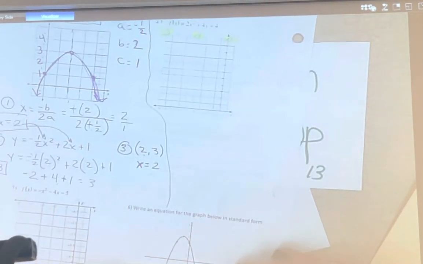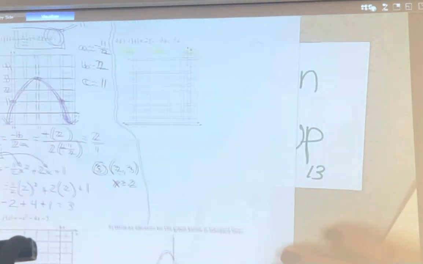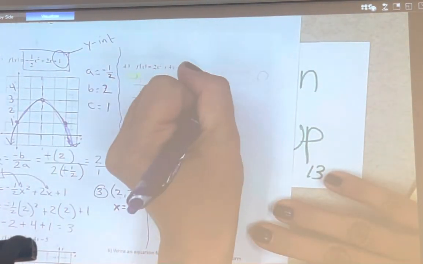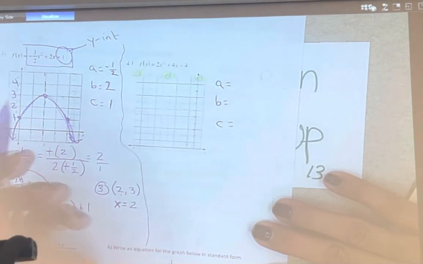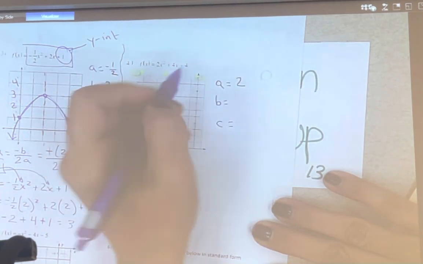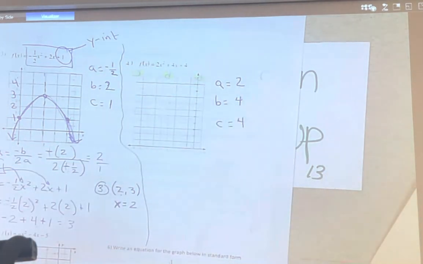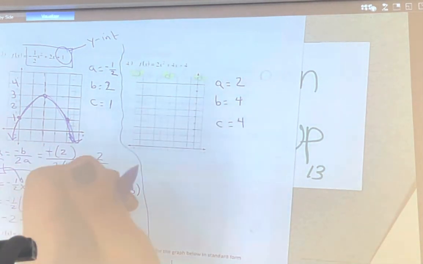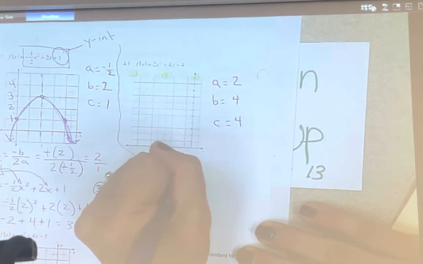All right, so flipping it back over here, let's do number 4. So we're going to do the same thing. A equals, B equals, C equals. A is 2, B is 4, C is 4. Step 1, x equals negative B over 2A.